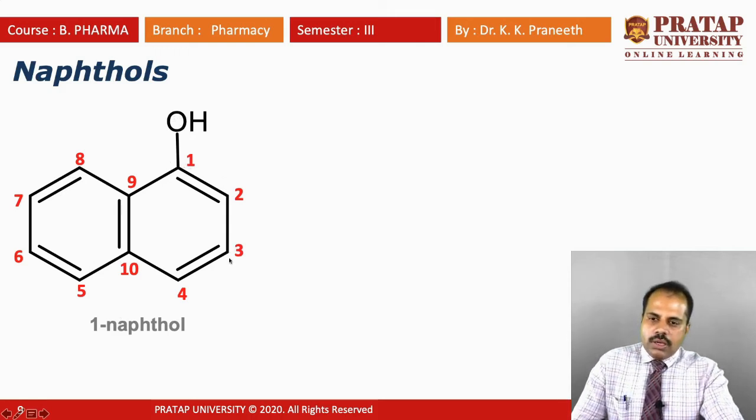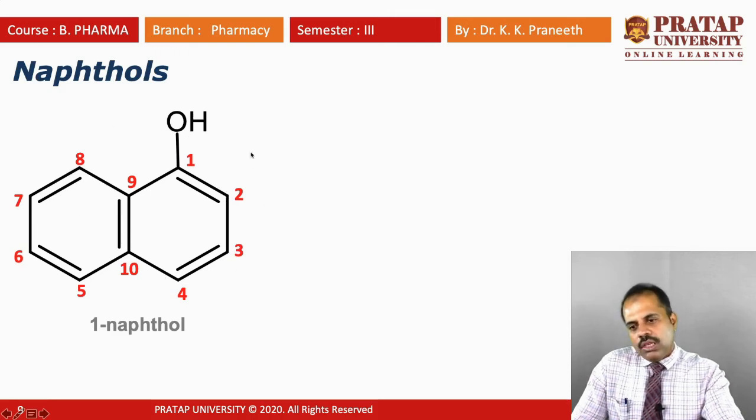There are 10 carbons, right? 1, 2, 3, 4, 5, 6, 7, 8, 9, 10 carbons. C10, O, only one oxygen, so O. How many hydrogen? 1, 2, this carbon is having hydrogen, 3, 4, 5, 6, 7, 8. So C10H8O is the molecular formula of the 1 naphthol.